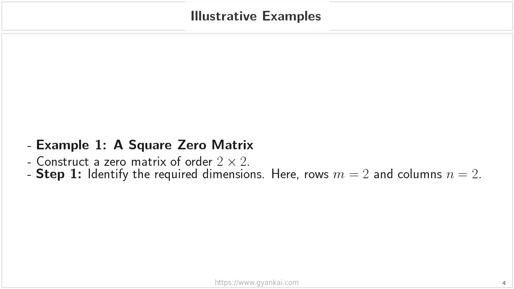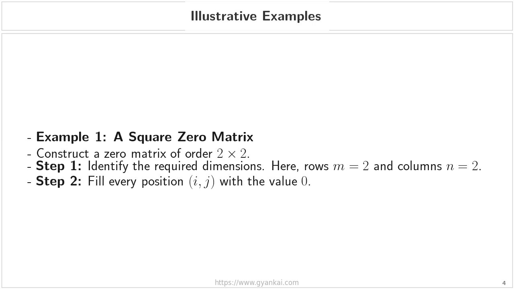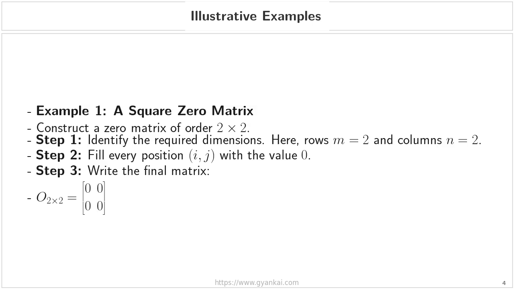For this specific example, the number of rows, represented by m, is 2, and the number of columns, represented by n, is also 2. Since the number of rows and columns are equal, this is why we call it a square matrix. Step 2 is the most straightforward part. Based on the definition we discussed in the previous slides, we simply fill every single position in the matrix with the value 0.